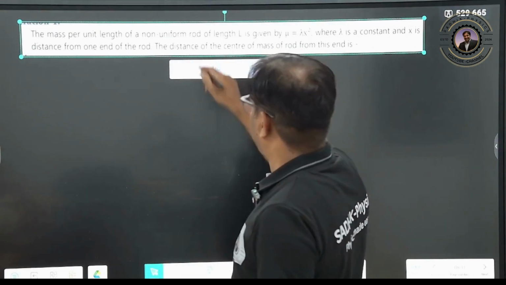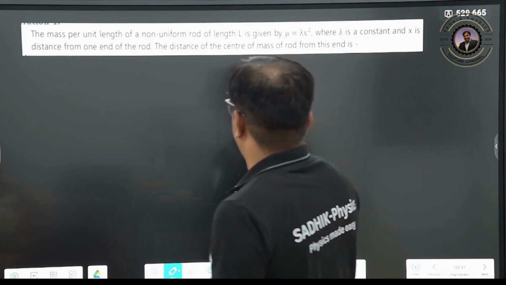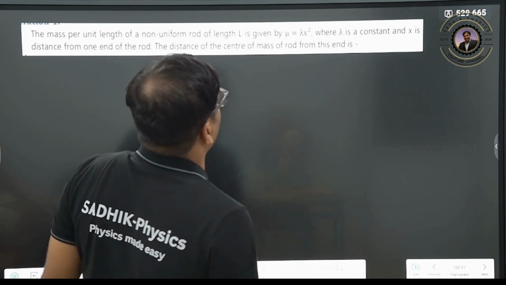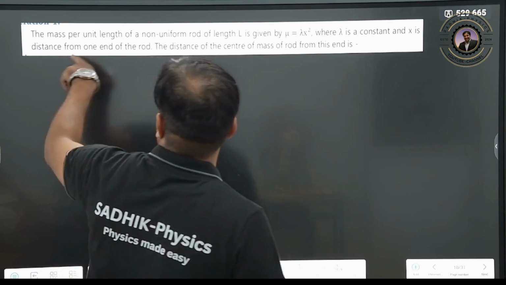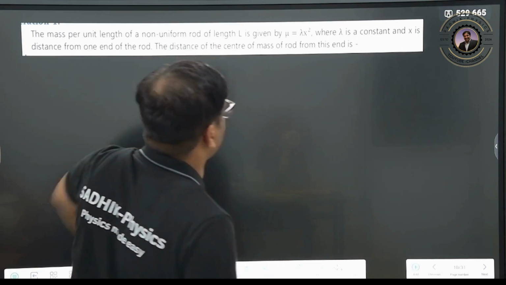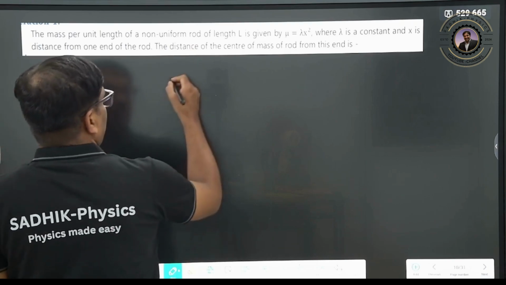Mass per unit length of a non-uniform rod is given. So mu is equal to lambda into x square. Lambda is constant, x is the distance from one of its ends. Find the distance of the center of mass of this rod of length L. So again the same thing.